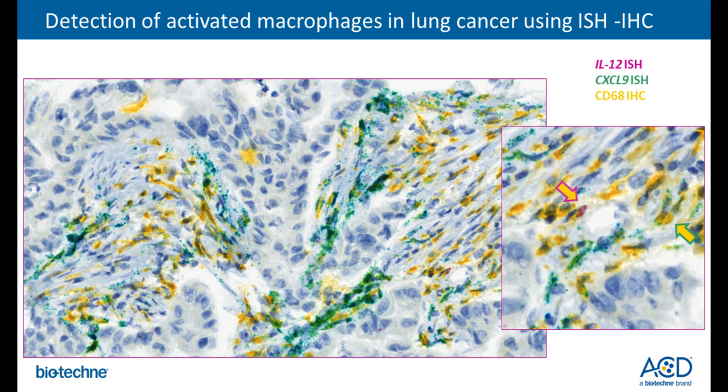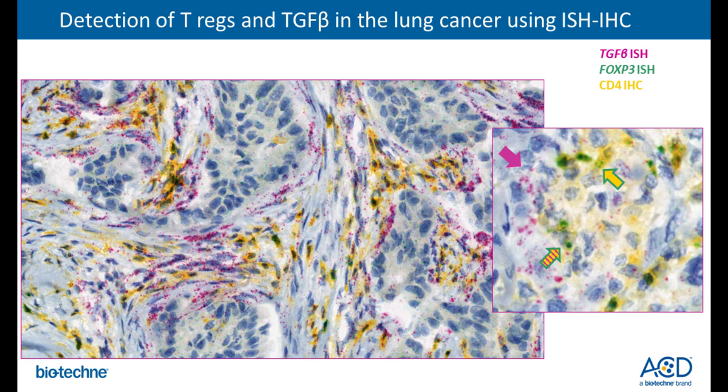In this example, we have visualized CD68, CXCL9, and IL-12 in the lung cancer tumors. Using the CD68 antibody, we have potentially marked all the macrophages and then studied the expression of IL-12 and CXCL9, which are both soluble factors, using RNAscope. So this allows us to pinpoint or identify the cells that are secreting these soluble factors within this lung cancer tumor.